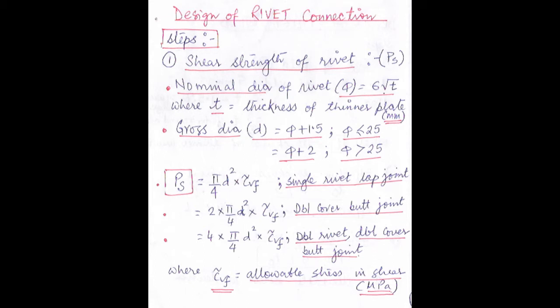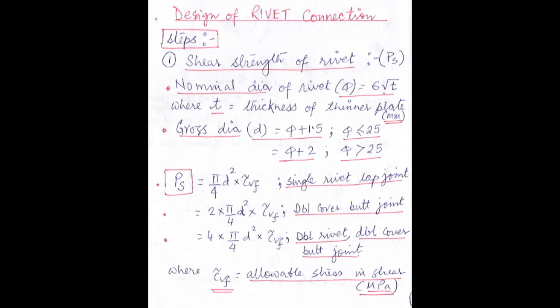Now let us see how to find out the shear strength of the rivet. Shear strength PS is equal to pi by 4 d square into tau VF. This is for single rivet lap joint. PS equal to 2 into pi by 4 d square into tau VF. This is for double cover butt joint. PS equal to 4 into pi by 4 d square into tau VF. This is for double rivet, double cover butt joint.